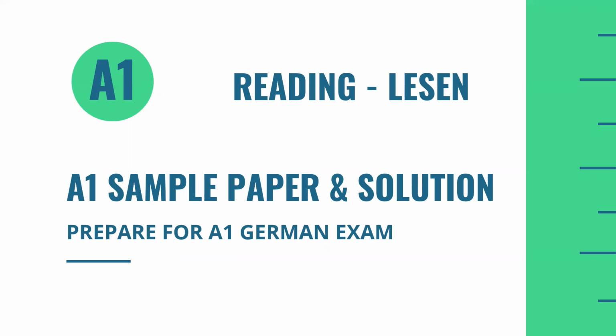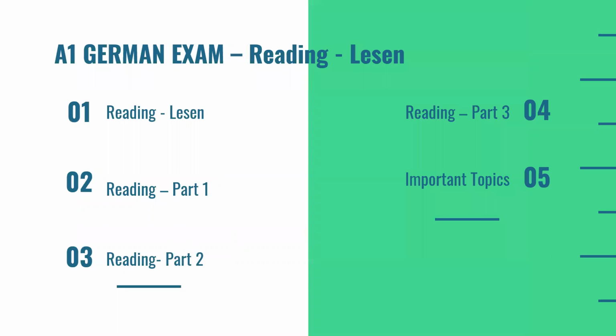Today we will discuss a sample exam of Goethe Institutes and we will cover the reading section of the A1 exam. So let's see what is the content of today's video. The reading section of Goethe Institute's A1 exam consists of 3 parts. We will go through all 3 parts and in the end we will see what are the important topics that you should cover if you want to perform very well in the reading section of the exam.